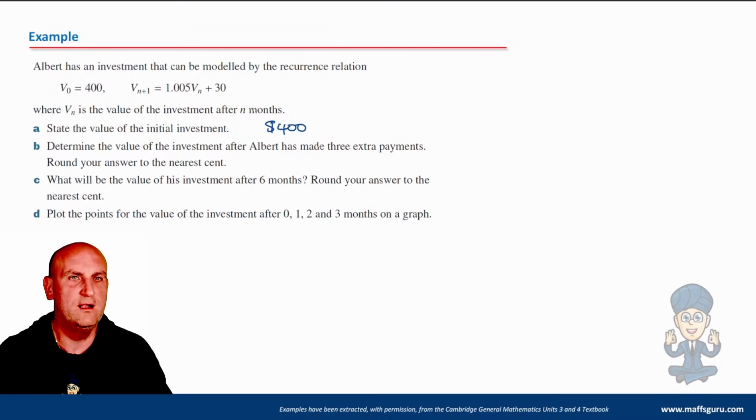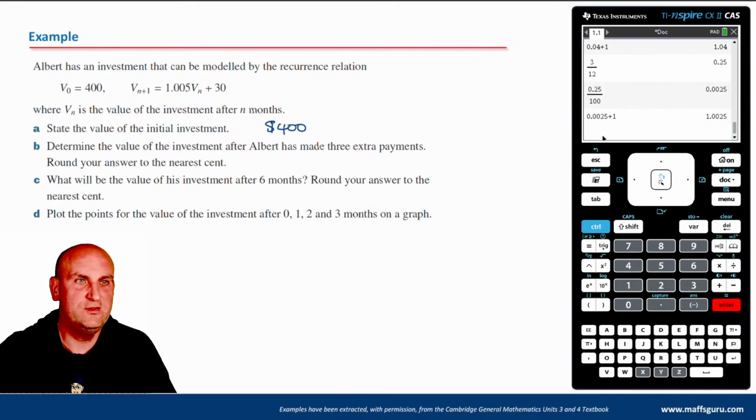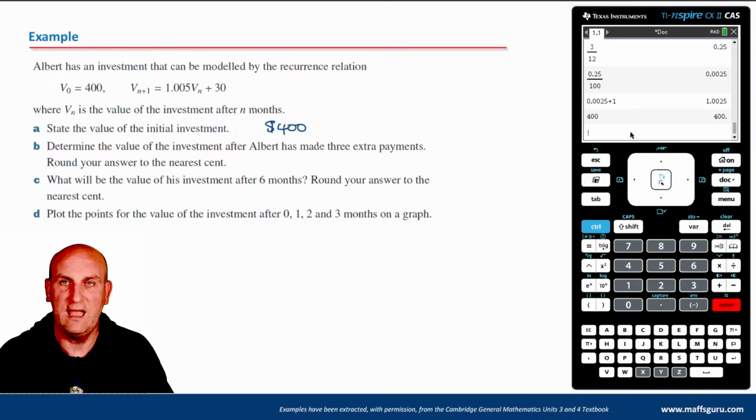How long have I got? 20 minutes. Determine the value of the investment after Albert has made 3 extra payments. All right, so how are we going to do that? Well, it's a recurrence relationship. I can do this on my calculator. I know my start amount is 400. Put 400, hit enter.